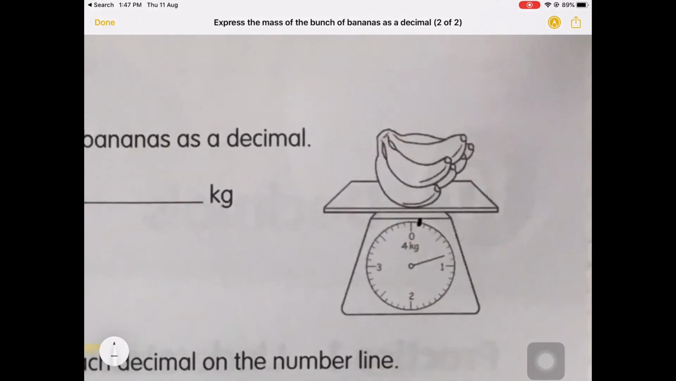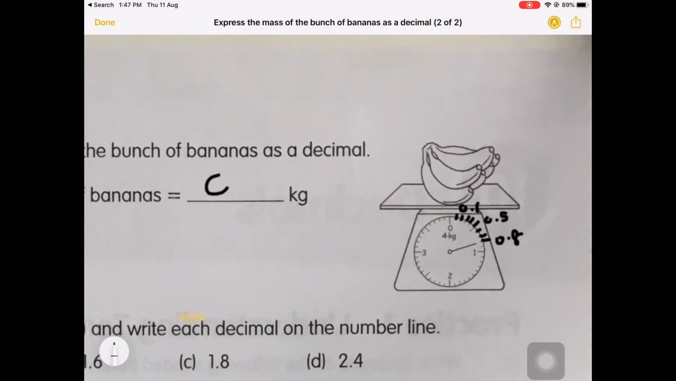One whole is split into 10 equal parts and one part is 1/10, which is 0.1. So let's read 0, 0.1, 0.2, 0.3, 0.4, 0.5. 0.5 is in the middle, but that's not the answer. Let's continue. 0.6, 0.7 and 0.8. So the needle is pointing to 0.8, which is the mass of the bananas. And so the answer is 0.8 kg.